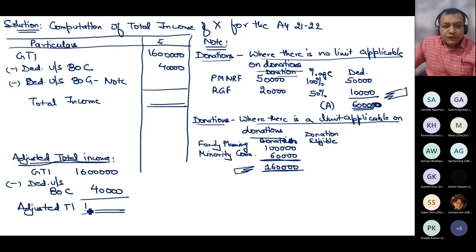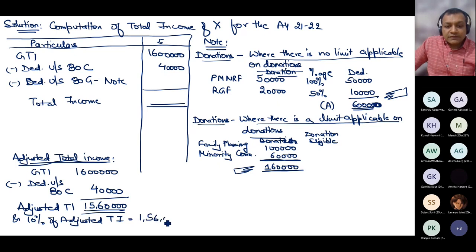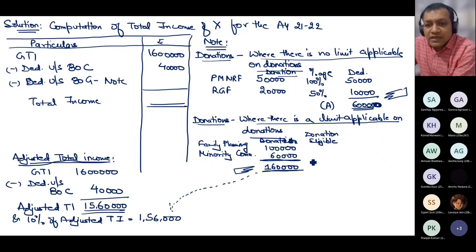How much? 15,60,000, and 10% of adjusted TI is how much? 10% of adjusted TI is equal to 1,56,000. So which is less? 160 is less or 156 is less? 156 is less. So eligible donation is not 160, it is 156.